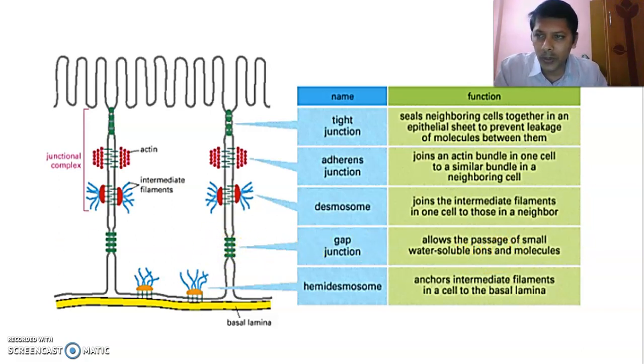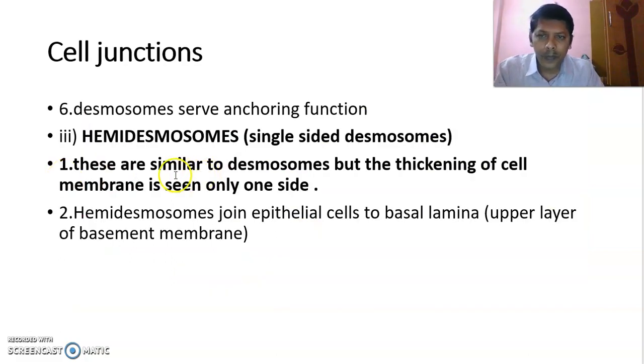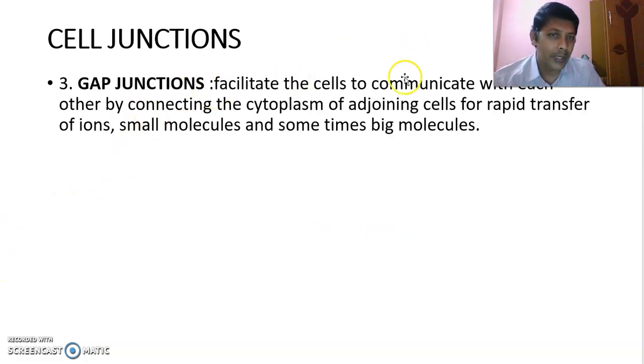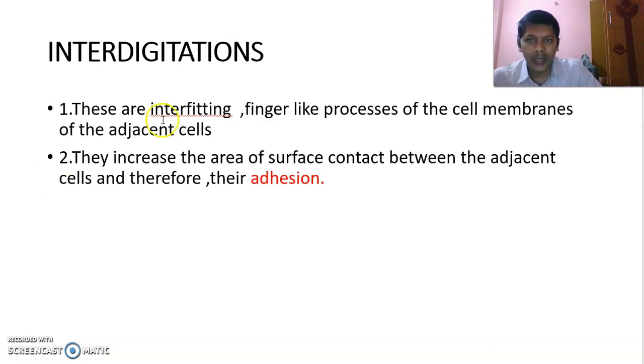Gap junctions, the communication junctions, facilitate the cells to communicate with each other by connecting the cytoplasm of adjoining cells for rapid transfer of ions, small molecules like glucose, amino acids, and sometimes big molecules also. These are mainly found in the heart. And the next one is the interdigitations.